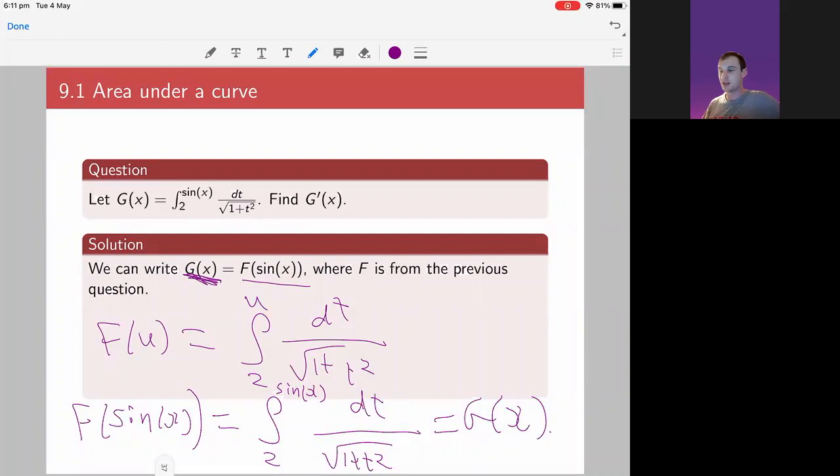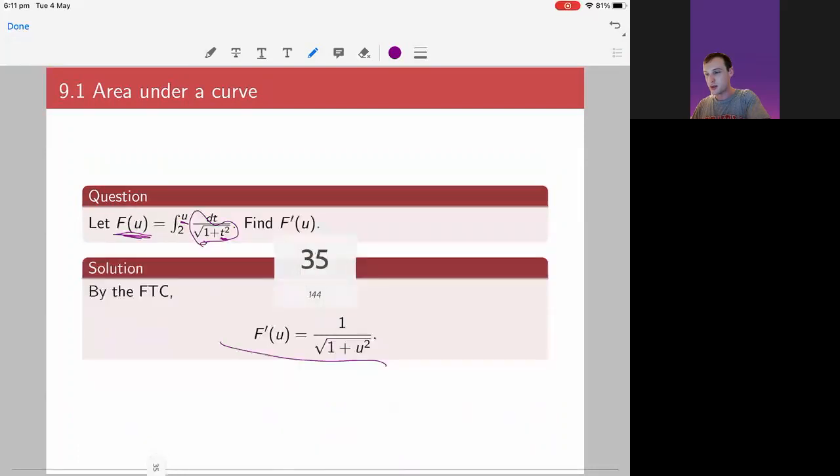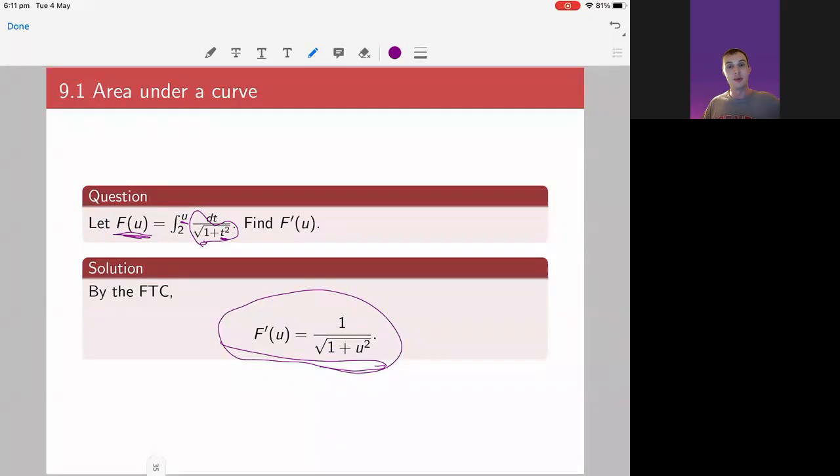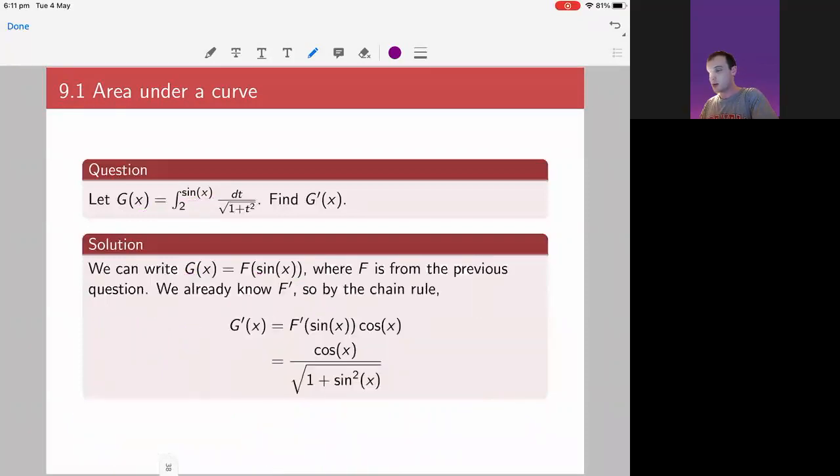So the chain rule tells us that we can exactly work out the derivative, provided we know what the derivative of F is, and provided we know what the derivative of sine is. But we were really clever because we already did the derivative of F. That's exactly what we did in the last question. We said that the derivative of F was equal to 1 on the square root of 1 plus whatever the input variable is. This time, the input variable is sine of x.